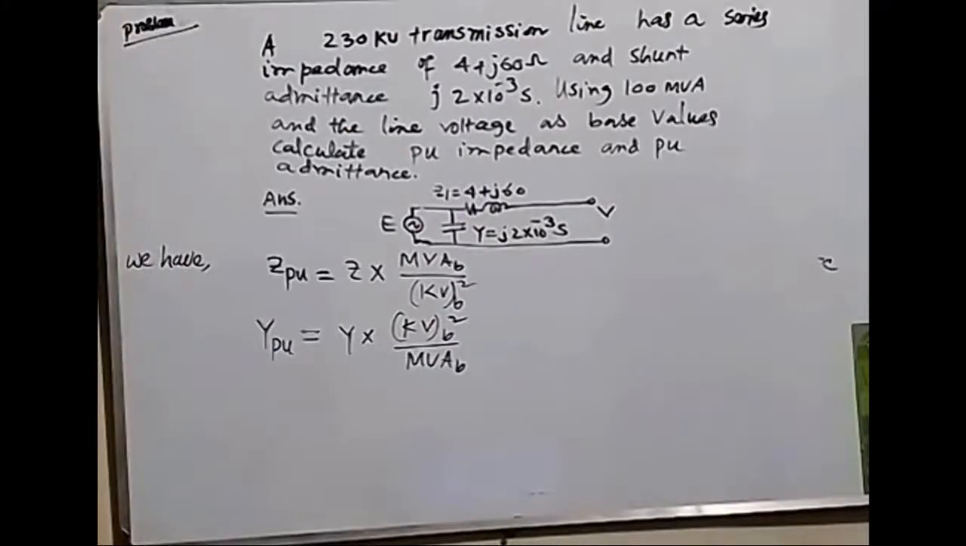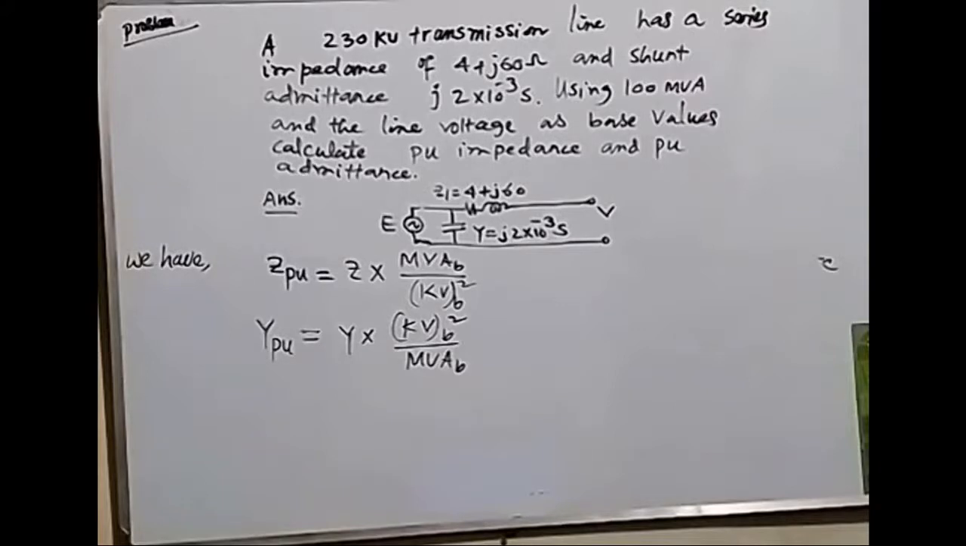তাহলে shunt admittance is 2 × 10⁻³ siemens, using 100 MVA and line voltage as base values. Calculate the per unit impedance or per unit admittance. The circuit will be like that. I have drawn it in the figure.